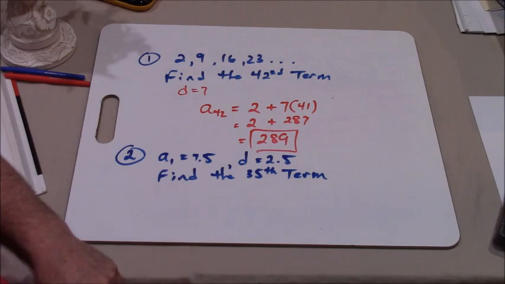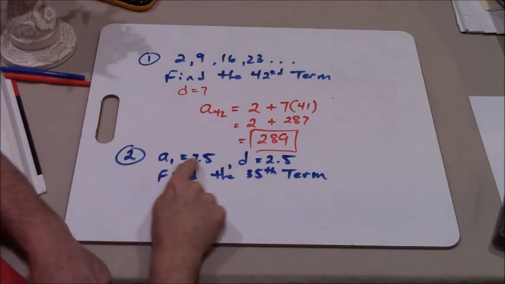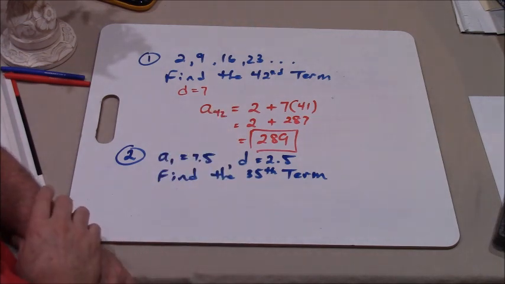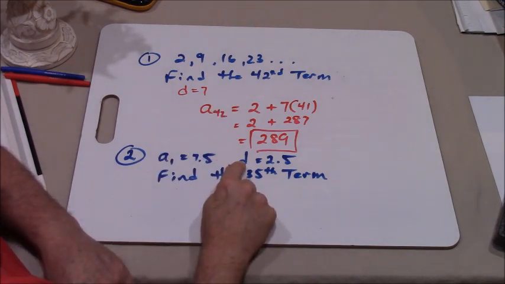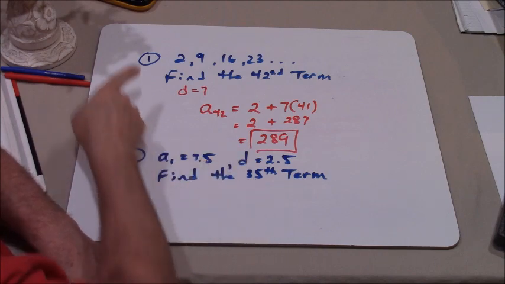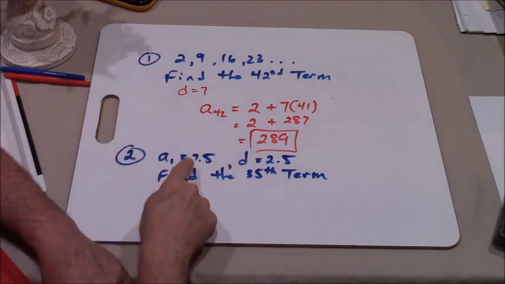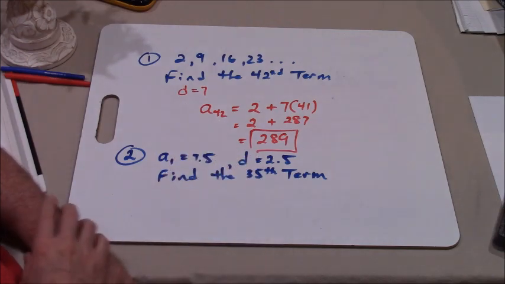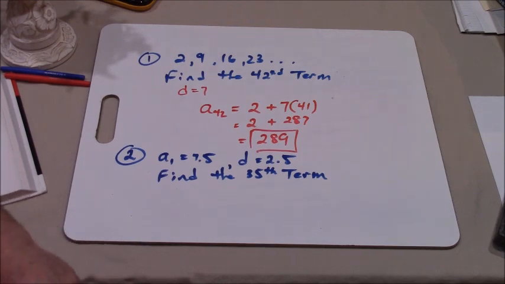All right, so you guys try this one. Our first term is 7.5, and that's okay. We can have decimals when we do this. The amount that we're adding each time is 2.5. That's our d value. They're not giving us the actual sequence. They're just telling us the first term and what we're adding and asking us to use that to find the 35th term. Go ahead and give it a shot.